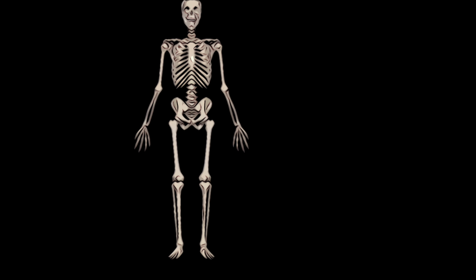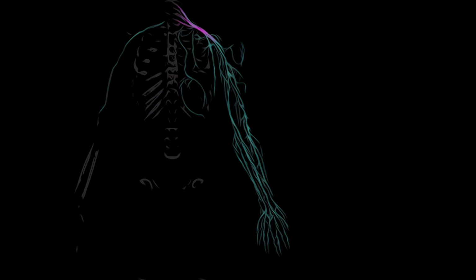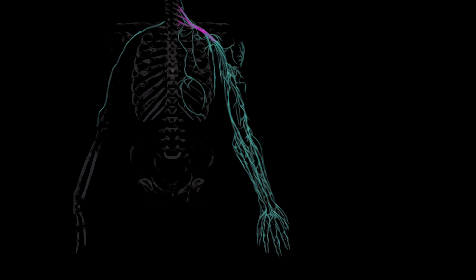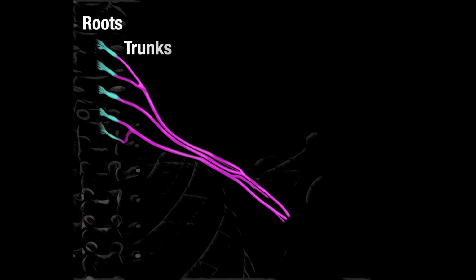It will be important for you to have a thorough knowledge of the brachial plexus because it is responsible for both cutaneous and muscular innervation of the entire upper limb. The brachial plexus is typically organized into 5 parts: roots, trunks, divisions, cords, and branches.